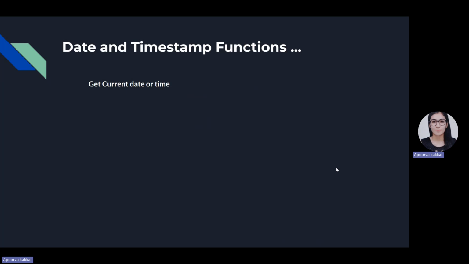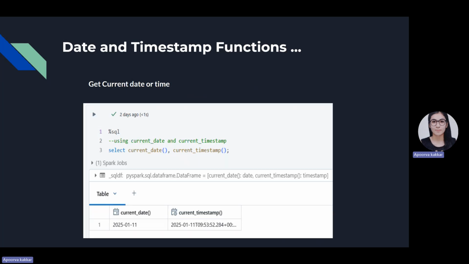Now we can also fetch current date or current time using date and timestamp functions. To get current date, we can simply write select current_date parenthesis, and to get current timestamp, we can simply write select current_timestamp parenthesis. And to get them together, we can write this syntax together.